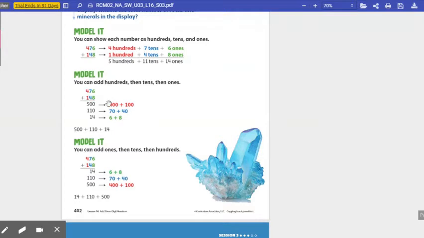All right, there's another way that we could model it. This is called a partial sum. So what they've done here is they started with their hundreds. 400 plus 100 is 500. 70 plus 40 is 110. 6 plus 8 is 14. So then they would combine the total value of their hundreds, their tens, and then their ones.